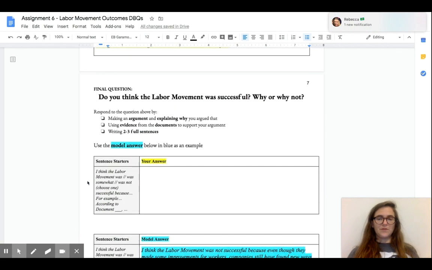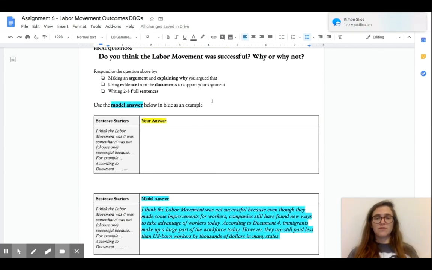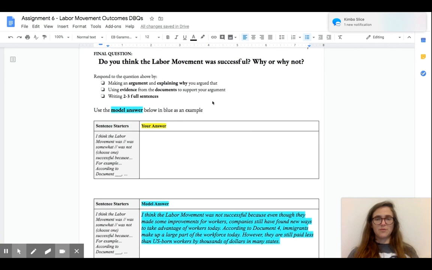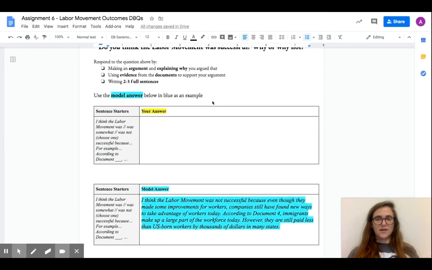Okay, your last question is, do you think the labor movement was successful? Why or why not? You've just done these 4 documents to understand the labor movement and the outcomes of the labor movement. And I want you to answer this question by making an argument and explaining why, giving your reason, and giving me evidence from the documents to support your answers. Your answer should be 2 to 3 full sentences. Do you think the labor movement was successful? Why or why not? In blue at the bottom, I have a model answer, where I used the sentence starters on the side to help me write it.